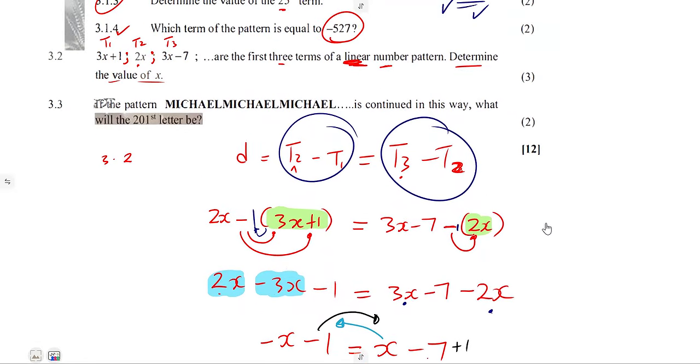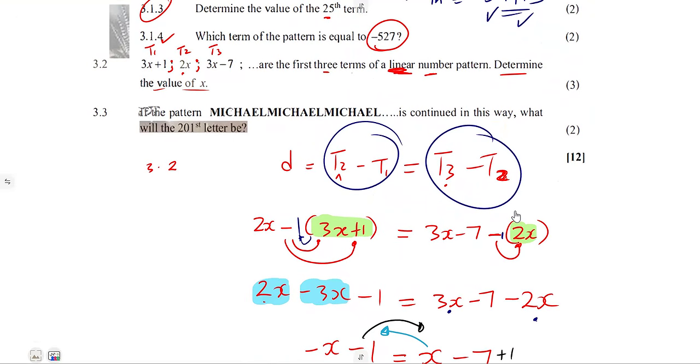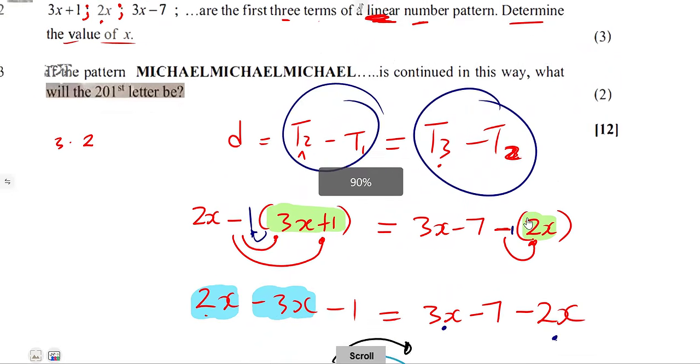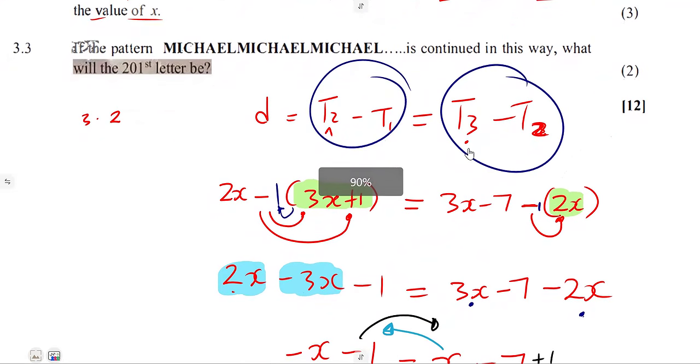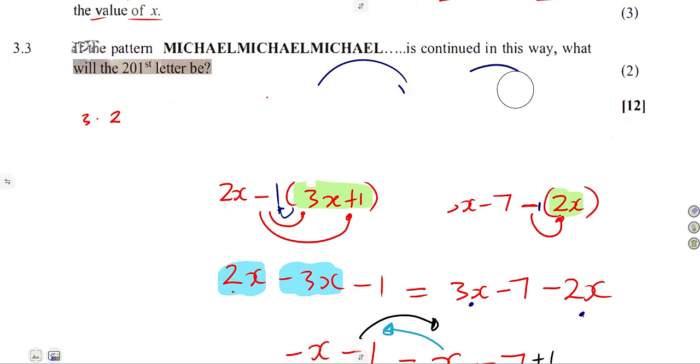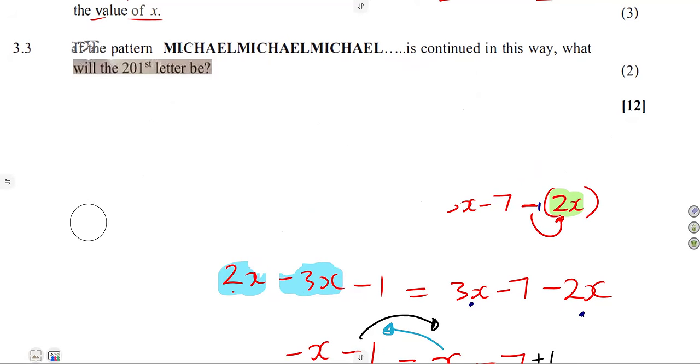All right. Then they gave us a certain condition that if the pattern, which is written as Michael, Michael, Michael, is continued in that way, we are writing that, guys, right? And so on and so on.